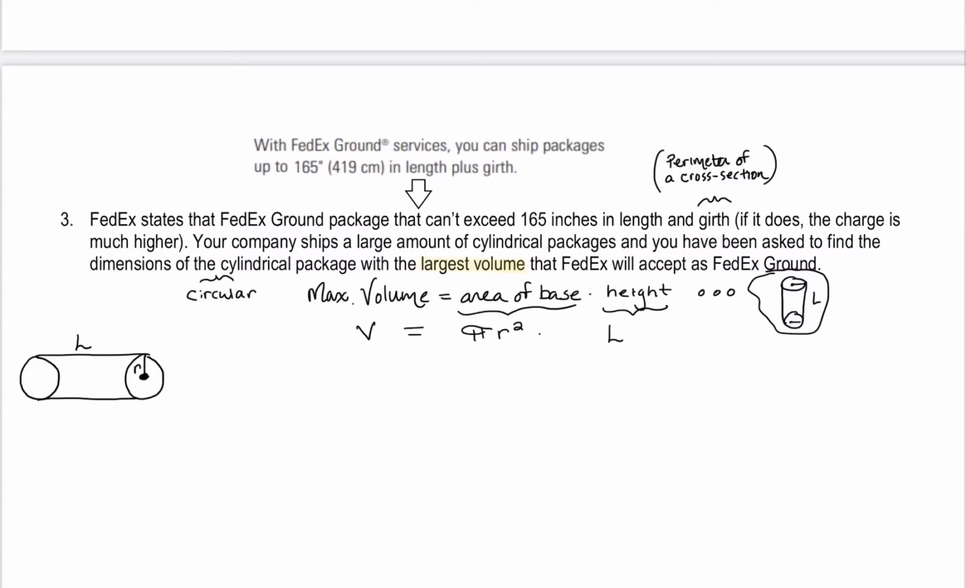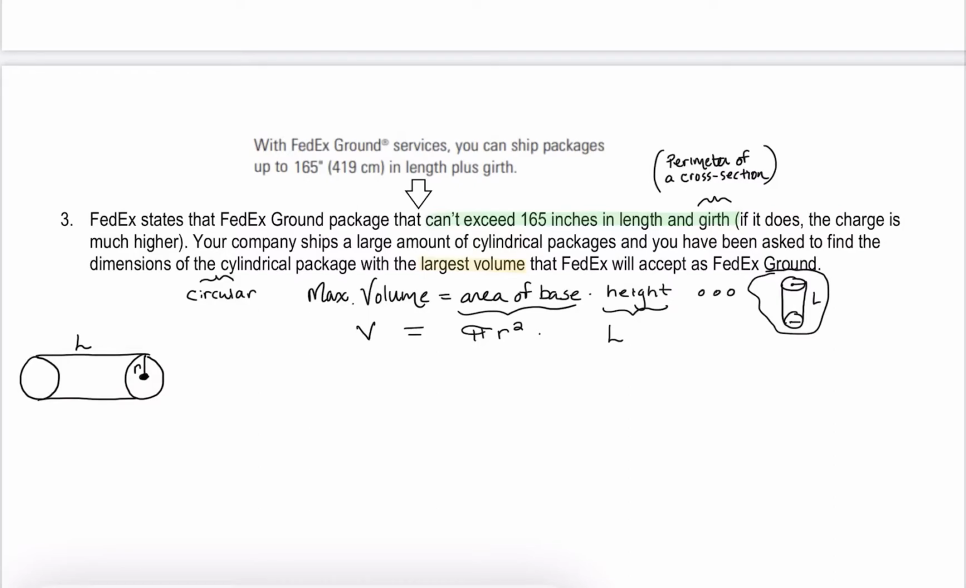So now we need to look at what is the constraining or the secondary information. I mean, if you want something with a really big volume, you could just make a really big cylindrical package, but we can't. We have a constraint here. And the constraint is that we can't exceed the combined 165 inches in the length and the perimeter of the cross section, so the length and girth here. All right, so let's go off to the side and write an equation that represents this secondary constraint information.